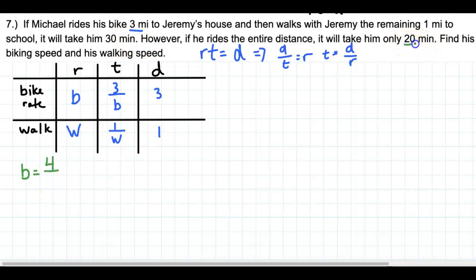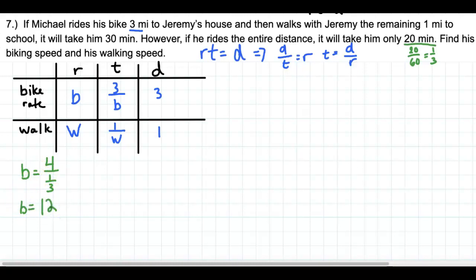Now I'm going to change this, instead of minutes, let's change that to hours. So that would be 20 out of 60, which does simplify to a third. So that is equal to dividing by a third, right? Which when we divide, we multiply by the reciprocal. So B is equal to 12.